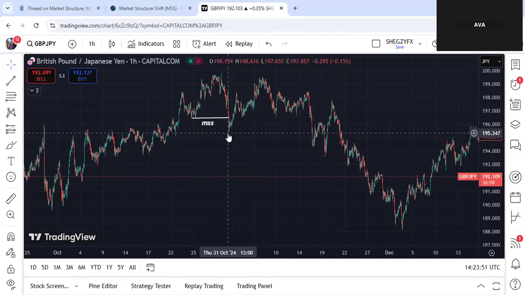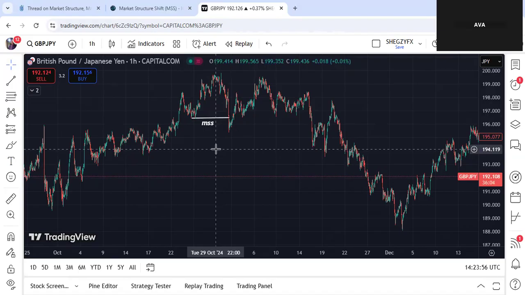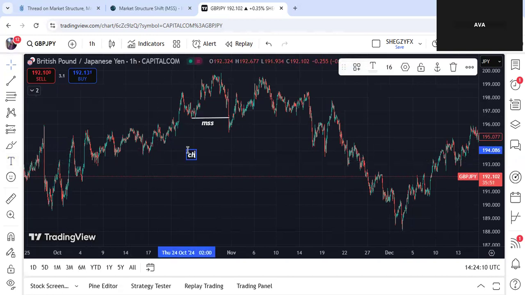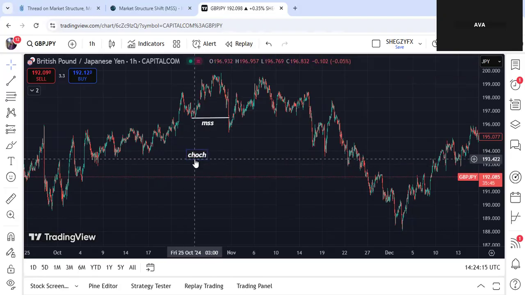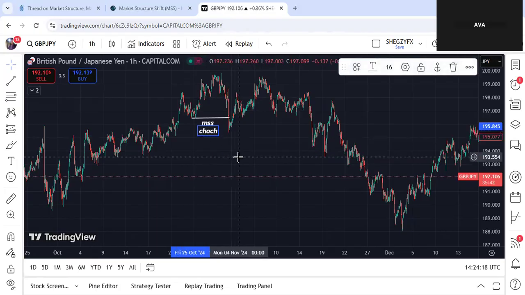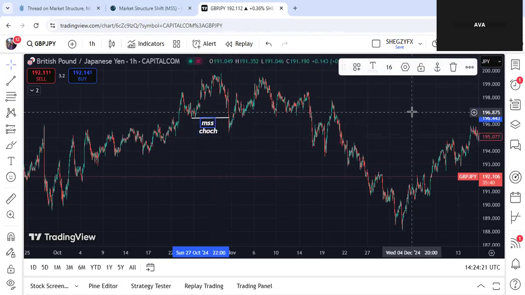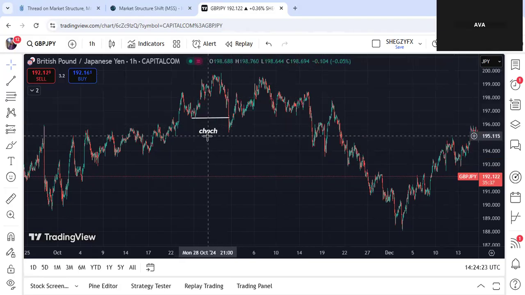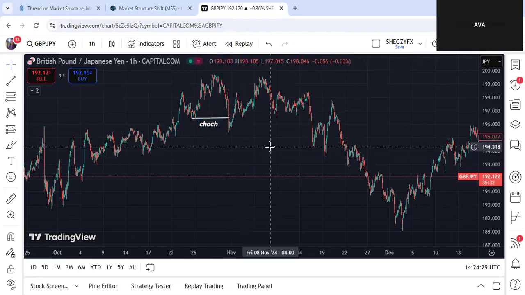So now, that MSS is an ICT term, right? Is it an ICT term? Yeah. Some people use MSS, some people use CHoCH, change of character. They are the same thing. I have never heard that MSS, I always hear that CHoCH. So I was wondering, because I was reading your write-up yesterday, I said, "Ah, what is MSS?" I will ask today. It's the same thing, change of character.